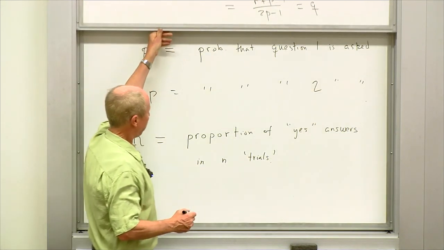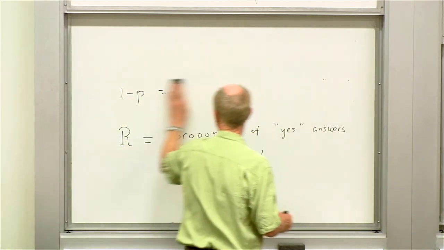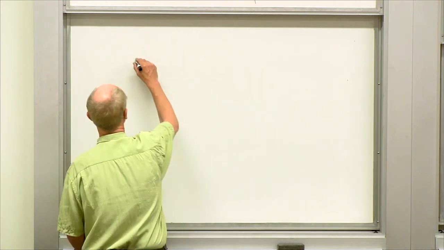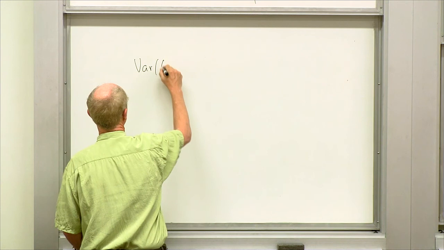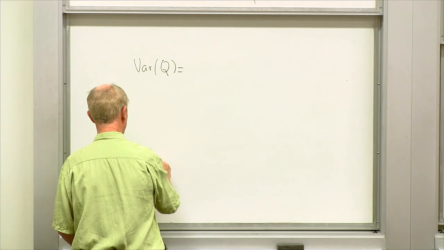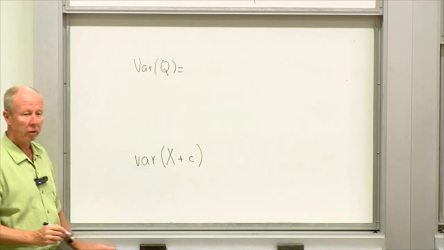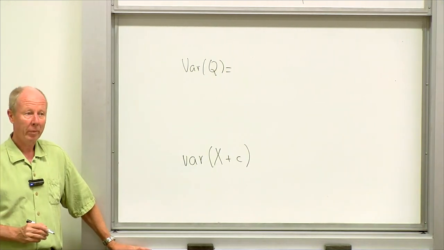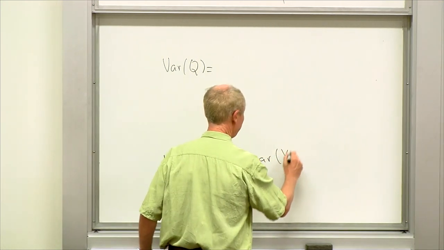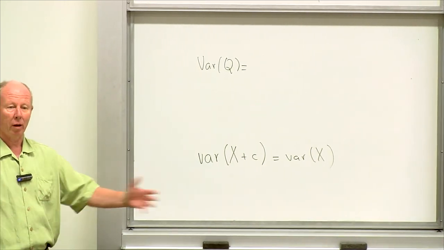And what's the variance of capital Q? Let me ask a question. If C is a constant, what's the variance of x plus C? Variance of x. Why is that? This is just going to shift everything, so it doesn't change the value. Exactly. It just shifts things. It doesn't change how it's spread out.